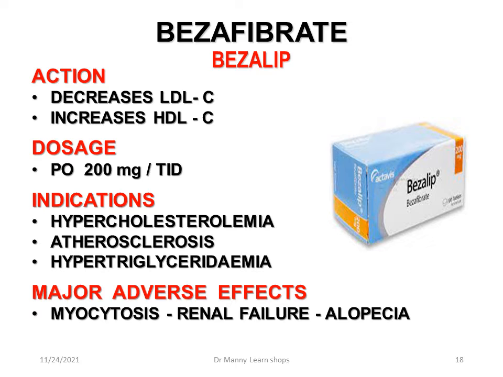The action is to decrease low-density lipoprotein cholesterol, increase high-density lipoprotein cholesterol, and the dose is typically 600 milligrams, again in divided doses, 200 milligrams TID. The indications are hypertriglyceridemia, atherosclerosis, or any of the hypercholesterolemias. The adverse effects can be renal failure, alopecia, and myositis.